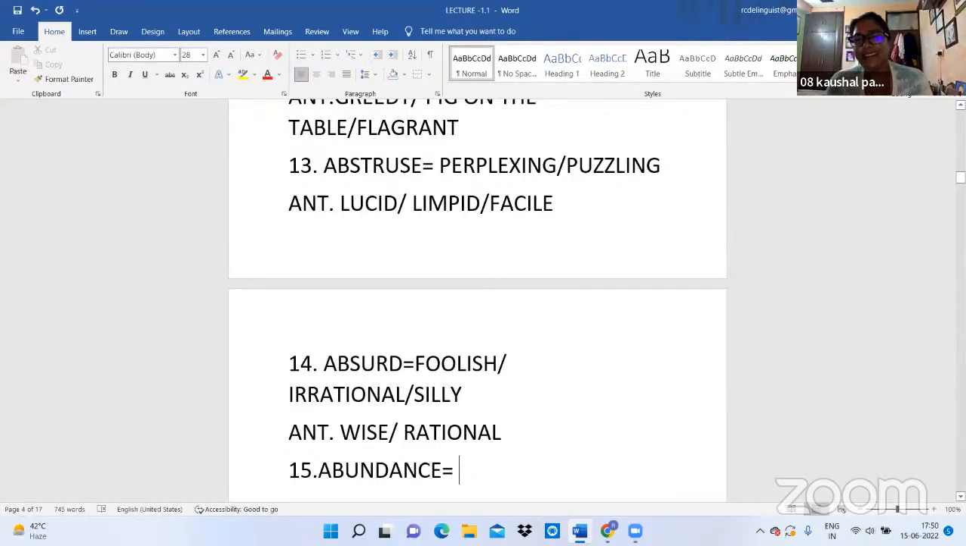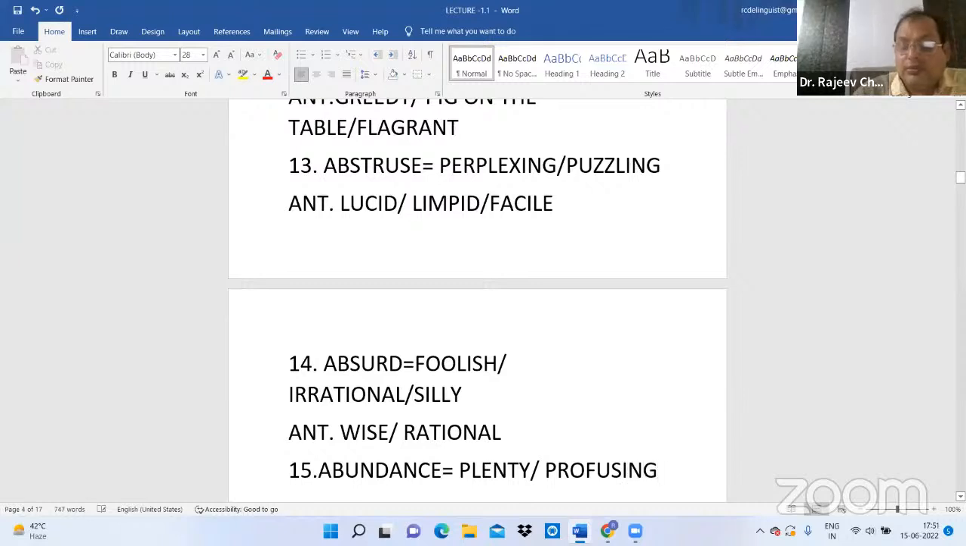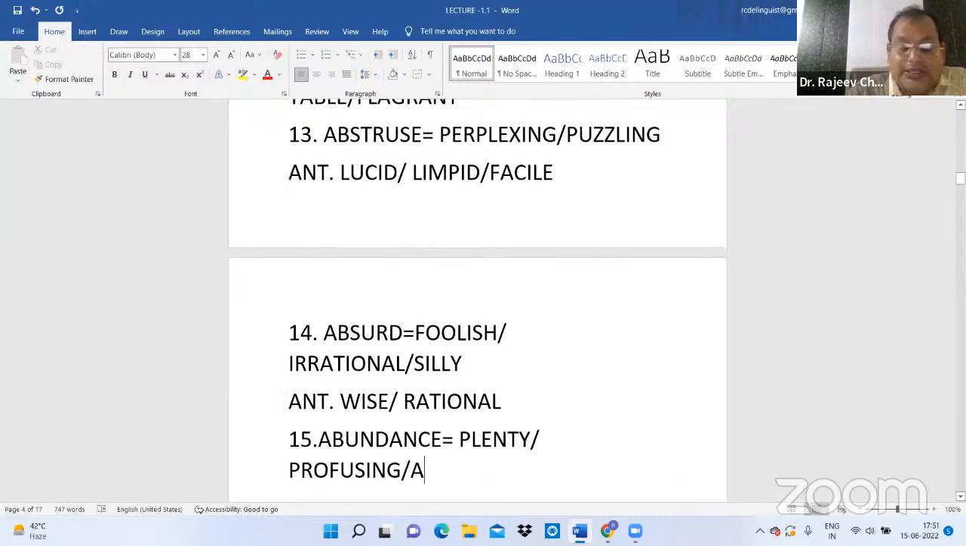Abundance means samudra ka pani ki tarah. Abundance means abundance of health, abundance of wealth. Okay, fine. Abundance of wisdom, abundance of knowledge. Abundance can be used when something is a lot or plenty. You can say plenty or profusion or overflowing. Plenty of things. You can use these words. There is a very good word, ampleness. So these words can be used for abundance. Is that clear to you? Abundance of health. He has abundance of health and he can earn wealth further.